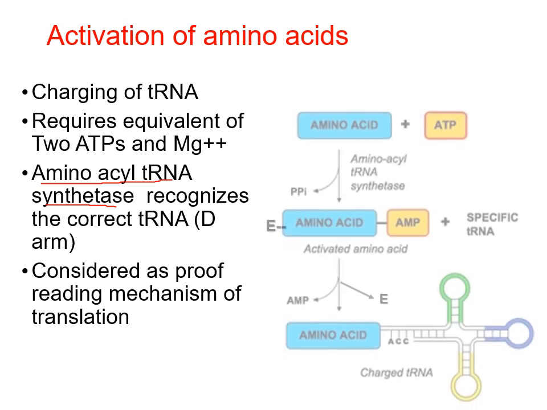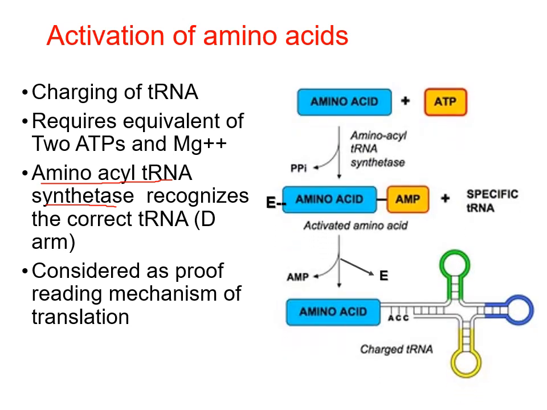Now, let us study the actual reactions where this activation of amino acid is taking place. It is a 2-step process. The activation of amino acid or charging of tRNA occurs in 2 steps. In the first step, the amino acid here gets activated by hydrolysis of this ATP, and a complex of enzyme, amino acid, and AMP is formed. The enzyme here is aminoacyl tRNA synthetase.